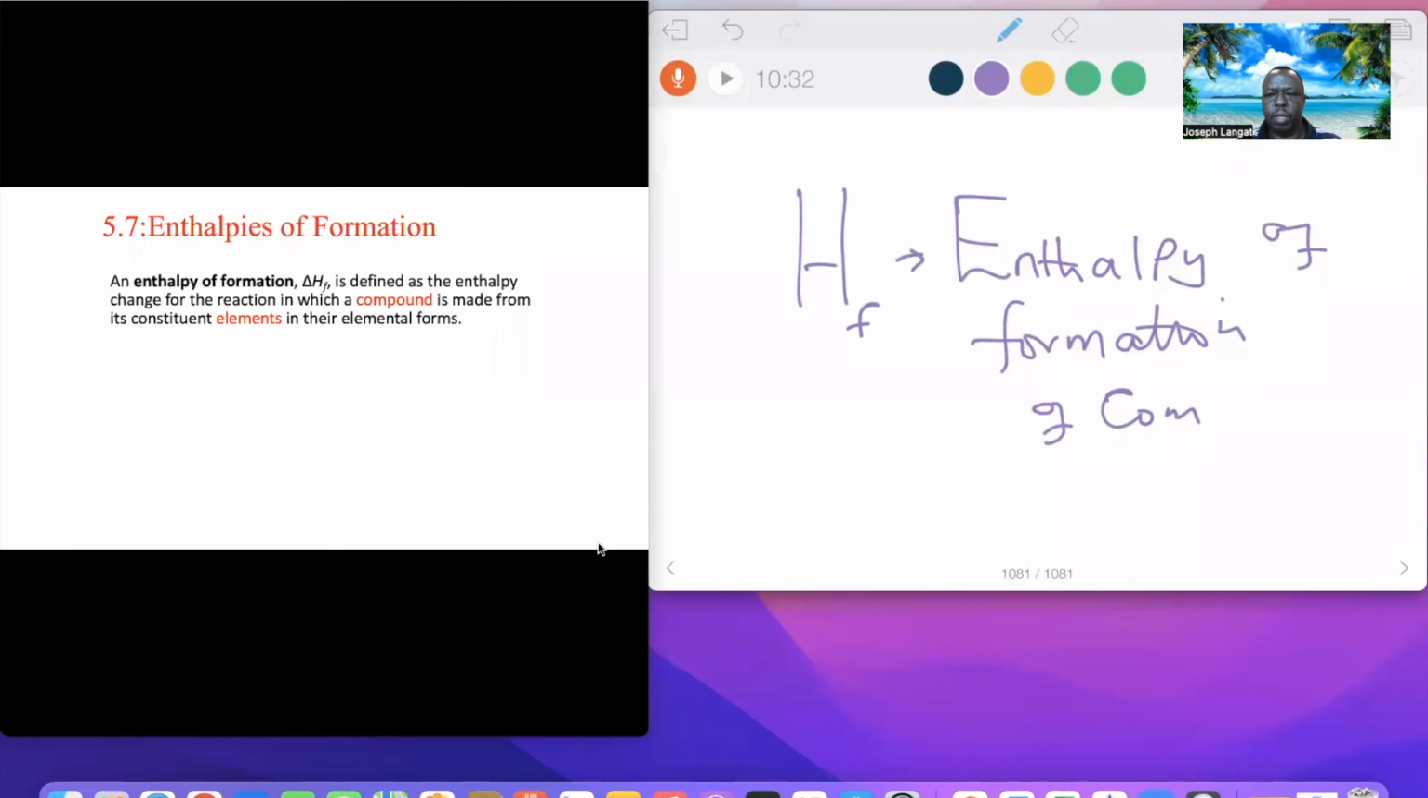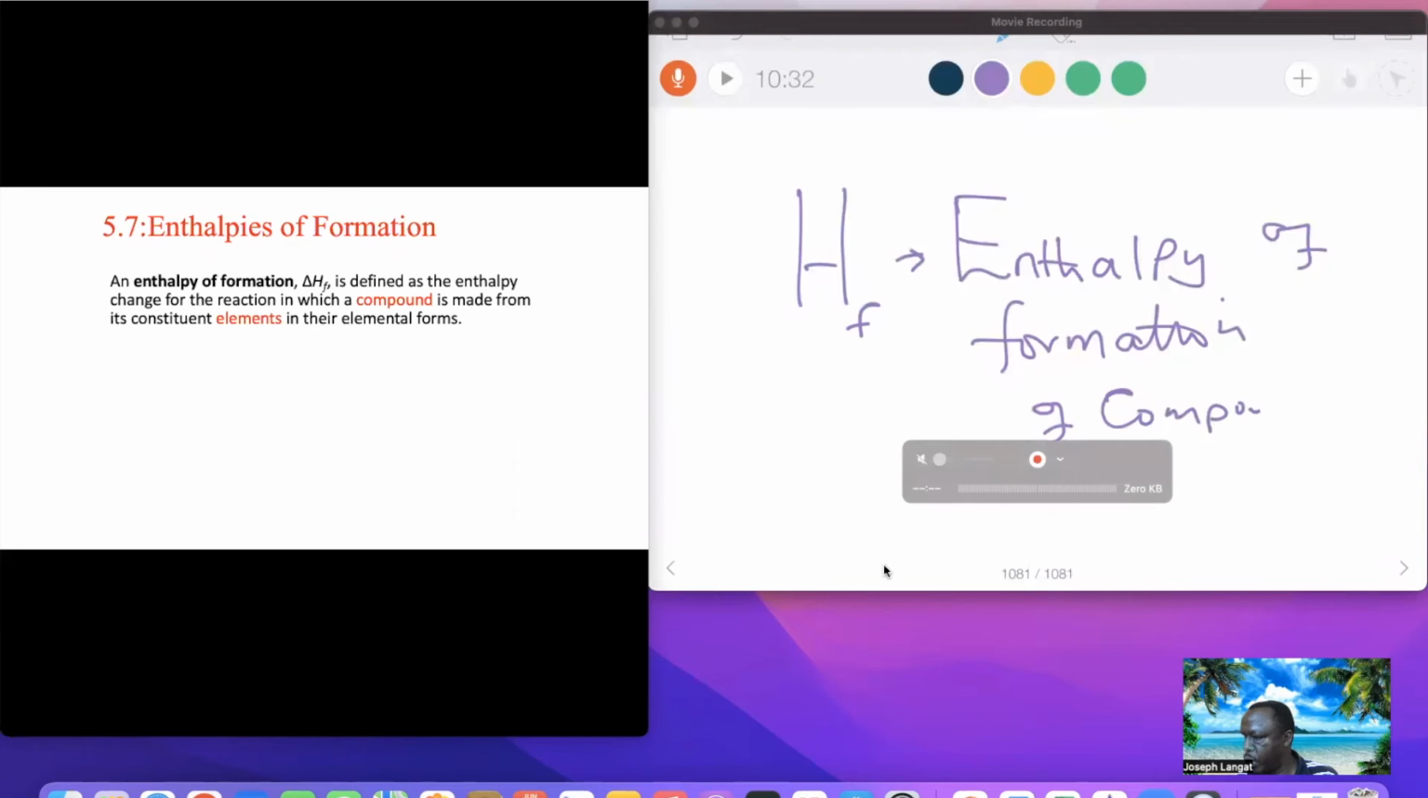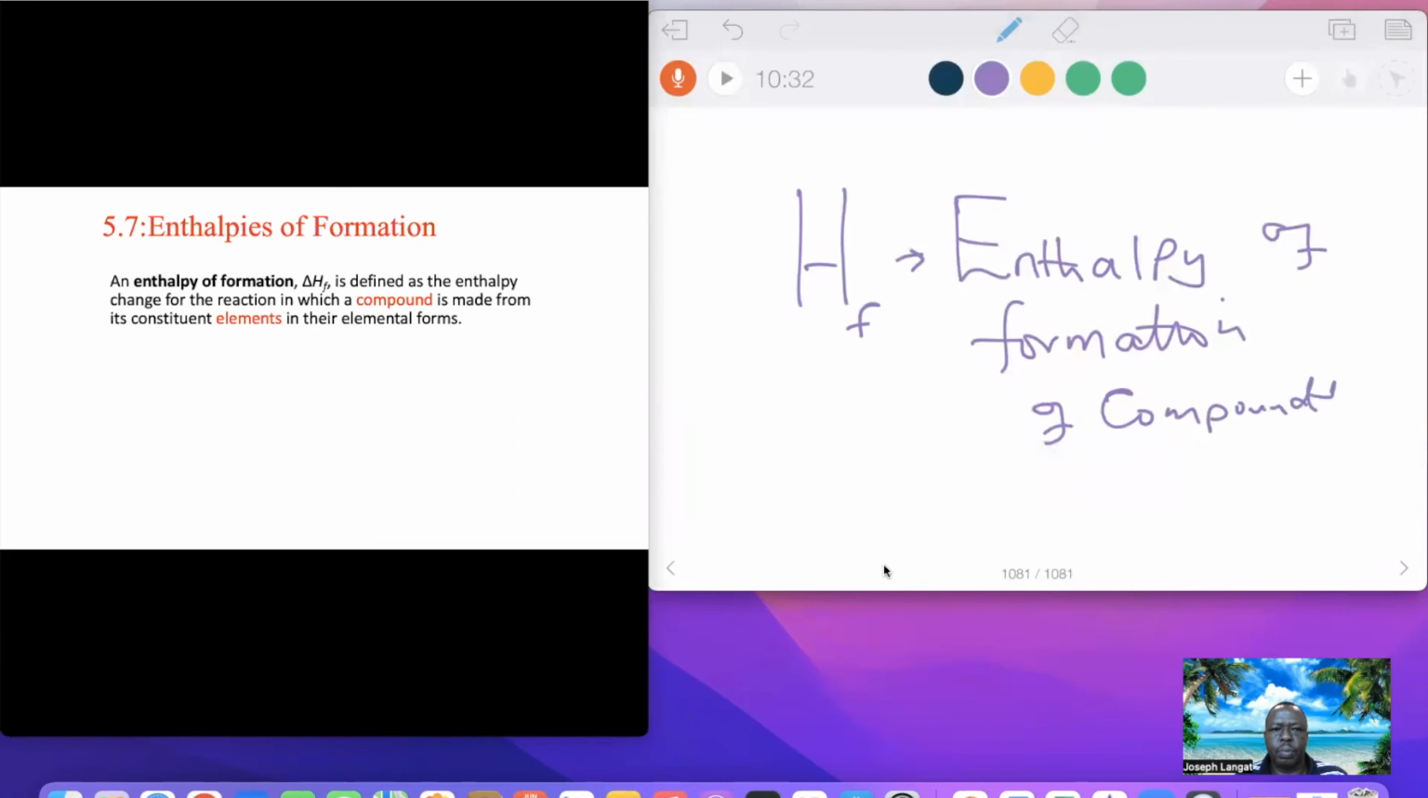I meant to share my screen here. Let's see, something is happening here. Just want to make sure we are on the right page. Okay, so this is the enthalpy of formation of compounds from elements. For example, oxygen and hydrogen gas to form H2O liquid.